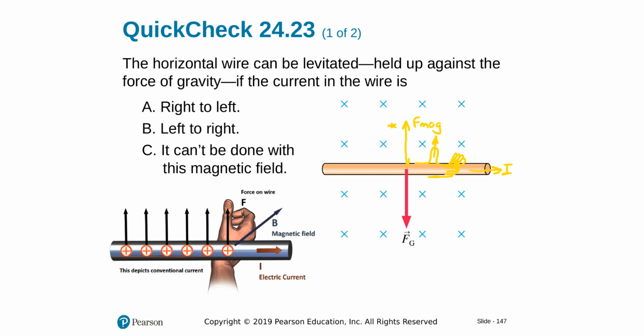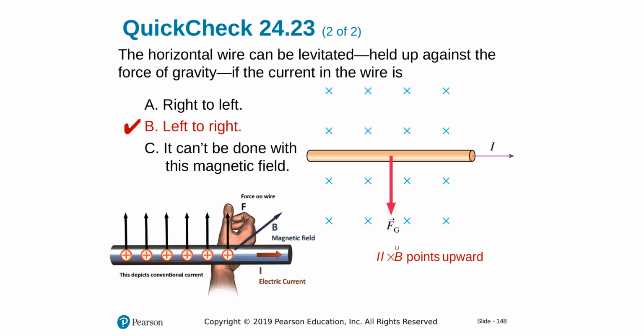So kind of walking backward here. If I assume current is to the right and curve my fingers toward the magnetic field and open my thumb, is it upward? Yes, then that's the direction of the current. So the current direction is from left to right, which is the direction we found.